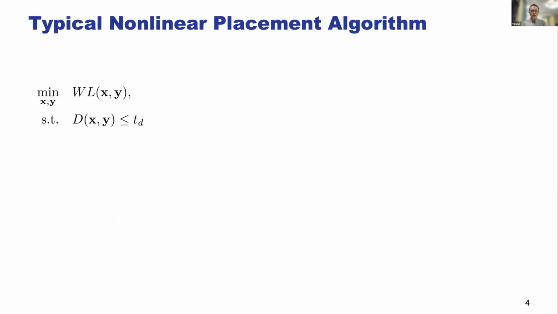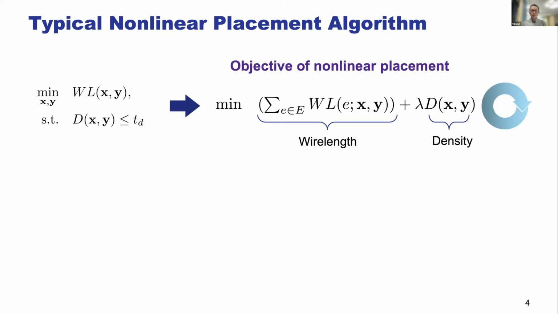Let's first take a look at a general nonlinear placement formulation. The original placement problem can be written as a minimization of the wirelength objective while subjecting to the density constraints. The wirelength models the interconnection, and the density term penalizes overlaps among cells. A typical nonlinear placement algorithm relaxes the density constraints into the objective and iteratively optimizes using gradient descent methods.